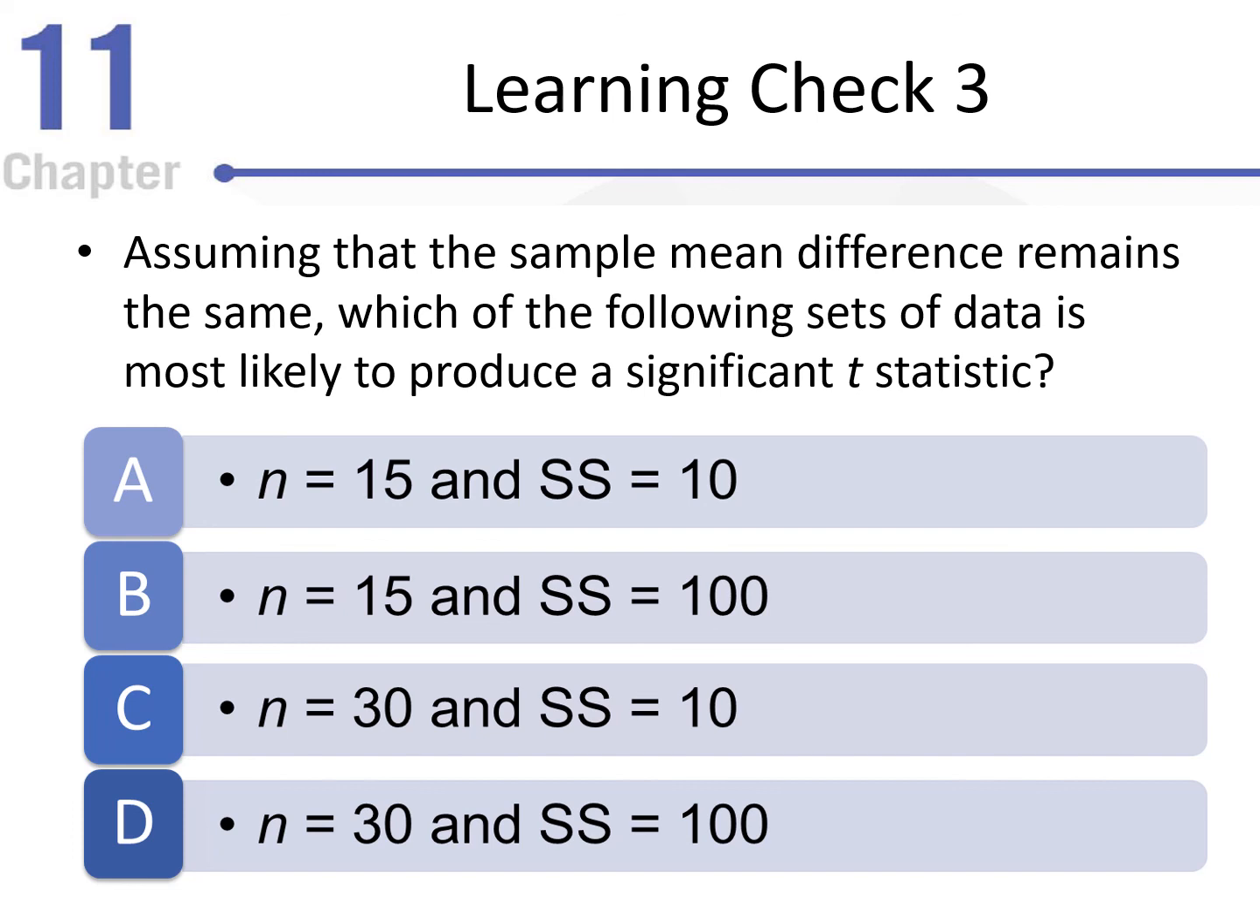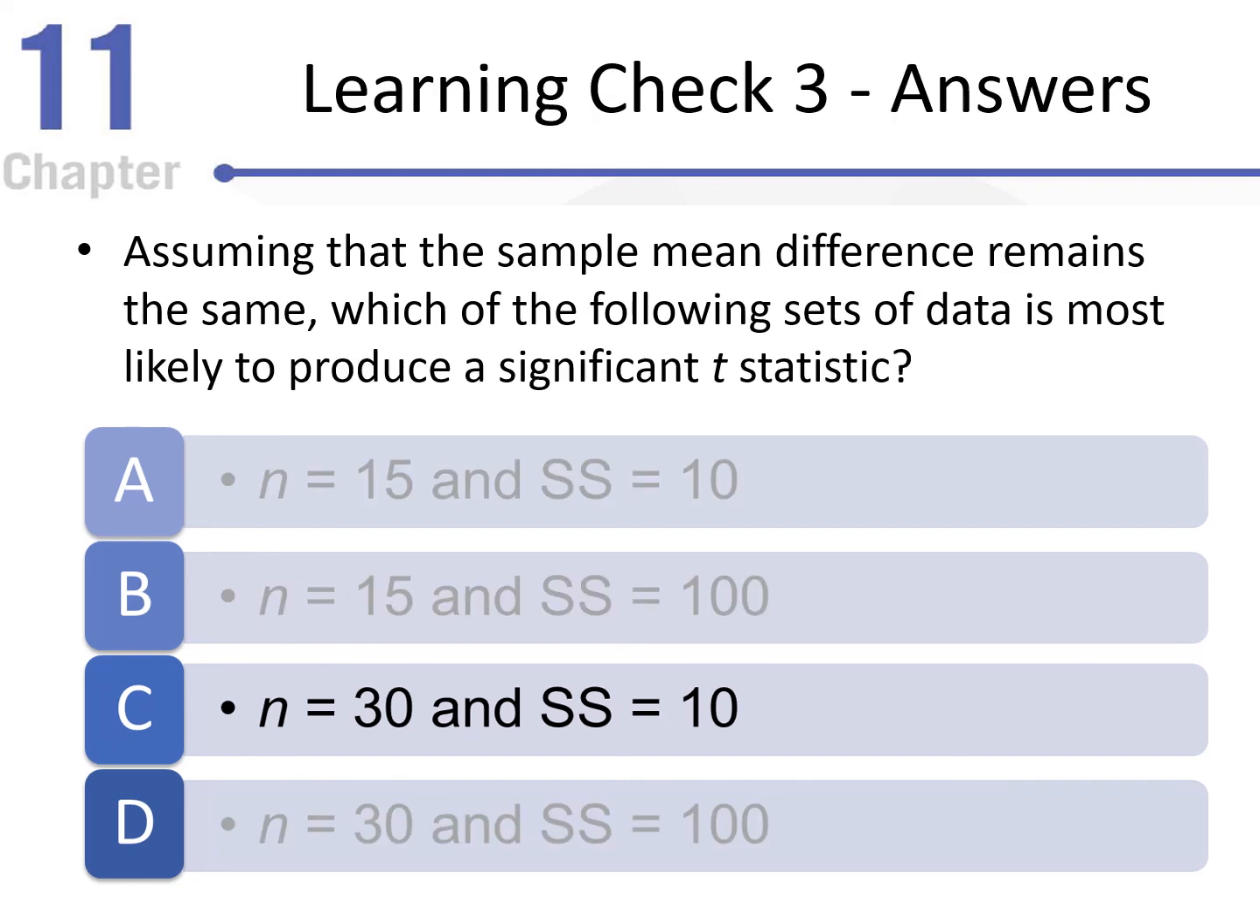Well, A has a medium sample, small variability. B has a medium sample, large variability. C has a large sample, small variability. D has a large sample, large variability. So I want large sample, small variability, so my answer has to be C. C gives me a larger sample and gives me the smallest variability, and that's going to give me the largest t value.